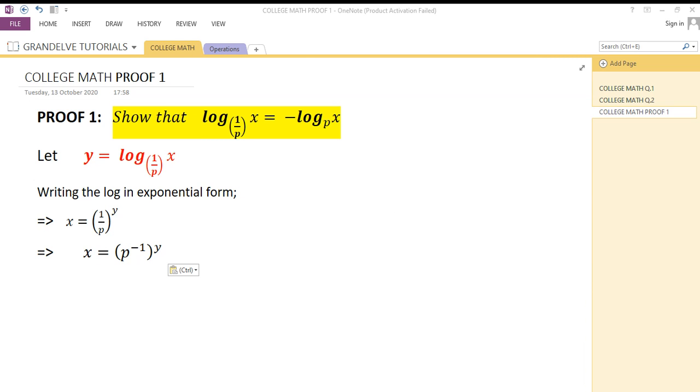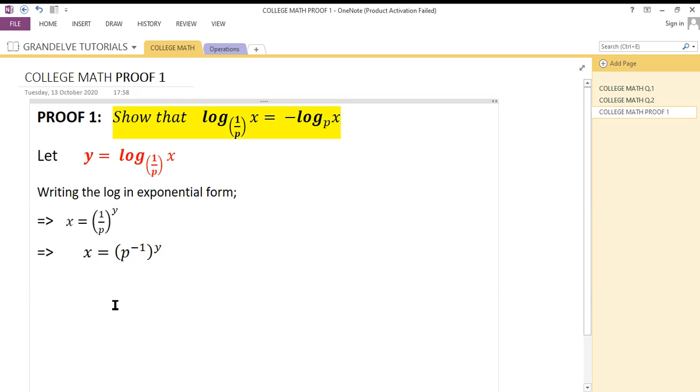If this is okay for us to understand, then it wouldn't be difficult for us to understand that once we have two exponents here, we can easily multiply them. That is to say that negative 1 times y will give us negative y as exponents of the p. Now, the simple equation we have now is x equal to p to the power negative y.